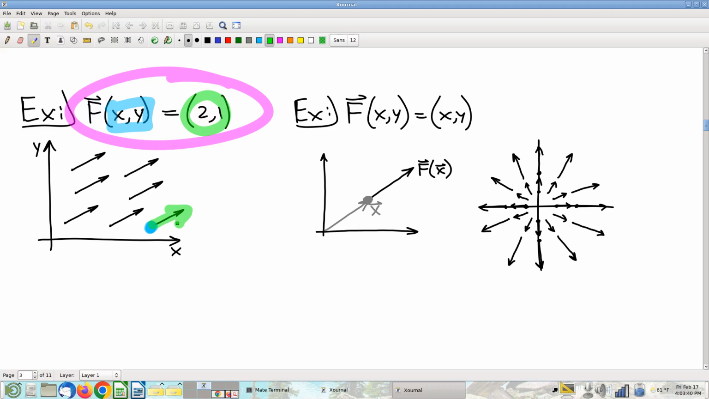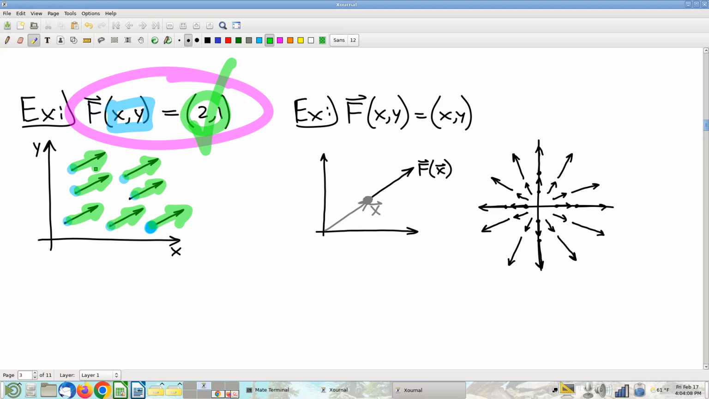But now what about other points? What about here, or here? Well, notice conveniently it's the same field vector. It's 2 comma 1 everywhere. So we get this same arrow, same vector, everywhere across the XY plane. So there's a rough picture of what that vector field looks like.